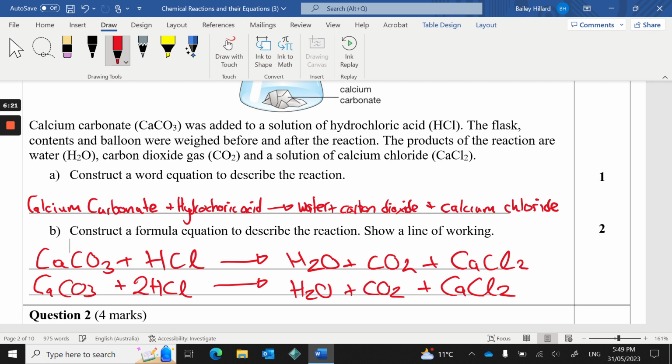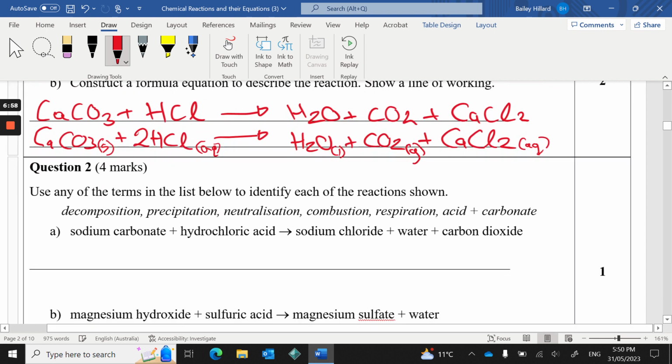The very, very last thing we can do to get our full marks and get a perfect equation is make sure we put some states. So remembering that calcium carbonate would be a solid, hydrochloric acid would be aqueous, water is a liquid, carbon dioxide is a gas, and calcium chloride is aqueous as well, okay? Because we know that it's aqueous because it is a solution, which we can see here. So we can actually be able to ascertain that, okay? So moving on, next question.